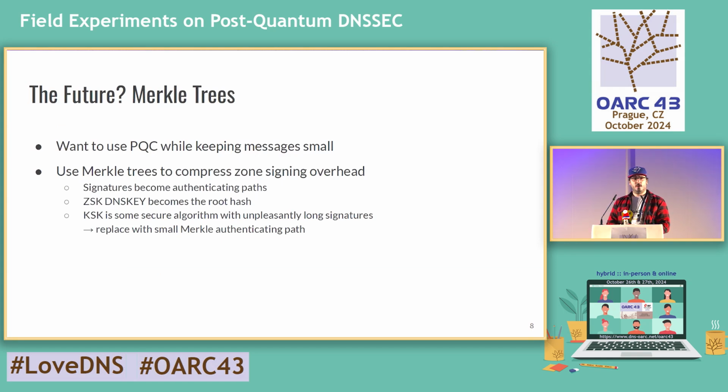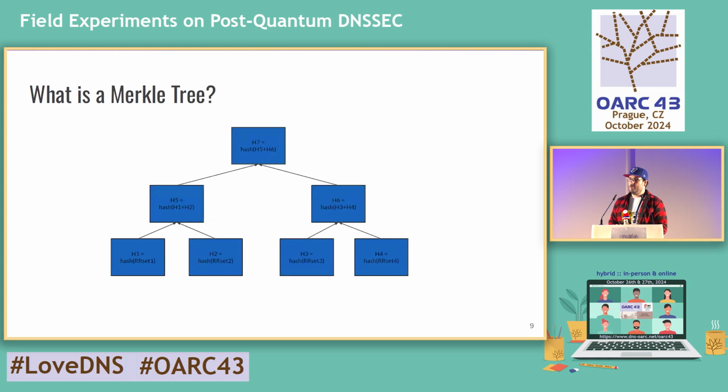So we want to use PQC because quantum computers will eventually exist and we don't want our cryptography to be broken, but we need to keep message sizes relatively small. So what we think, and other folks think as well, is Merkle trees might be a good use case here. Very quickly, what is a Merkle tree? Just as a reminder, a Merkle tree is a binary tree where each node contains hashes. If you're a leaf node, the hash is the hash of some data that you're trying to clump together. And if you're an intermediate node, then it is the hash of your children's hashes combined together.